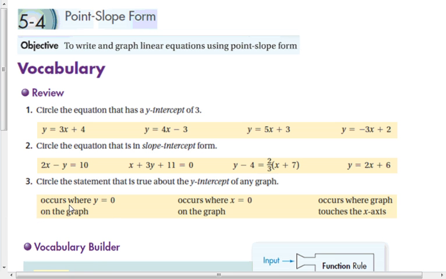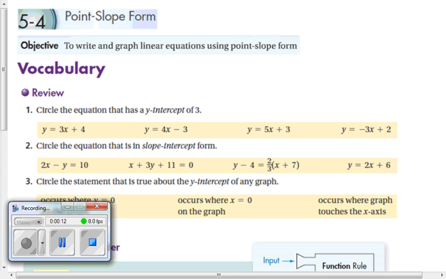Good afternoon, students. This is lesson 5.4. In this lesson, we're going to learn how to write and graph linear equations using point-slope form. Go ahead and do the review, and I'll check back with you.